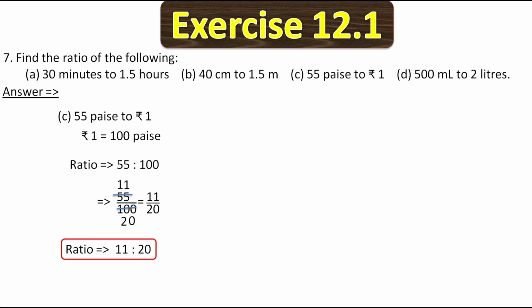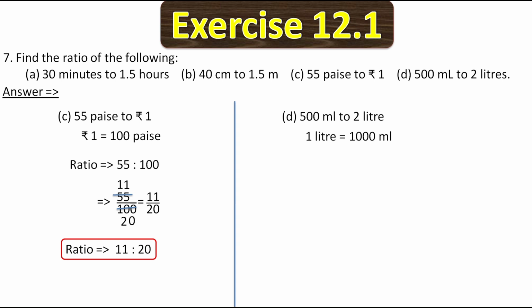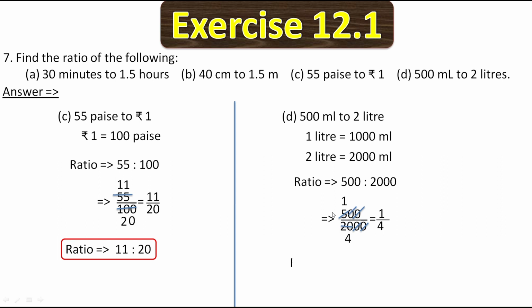Now here in D1 we have 500 ml to 2 liter. We can convert the liter into milliliter, since 1 liter is equal to 1000 milliliter. Therefore 2 liter is equal to 2000 milliliter. Now we have both the numbers in milliliter, so let's make the ratio, that is 500:2000. So 500 upon 2000, here the 2 zeros get cut. Now 5 1s are 5 and 5 4s are 20. So we got the simplified fraction as 1 upon 4, means the ratio is 1:4.